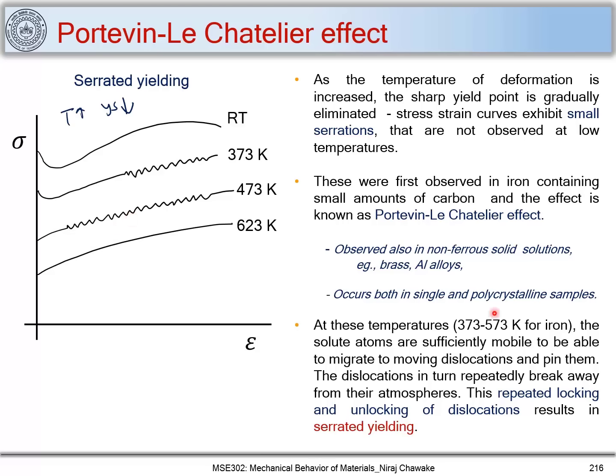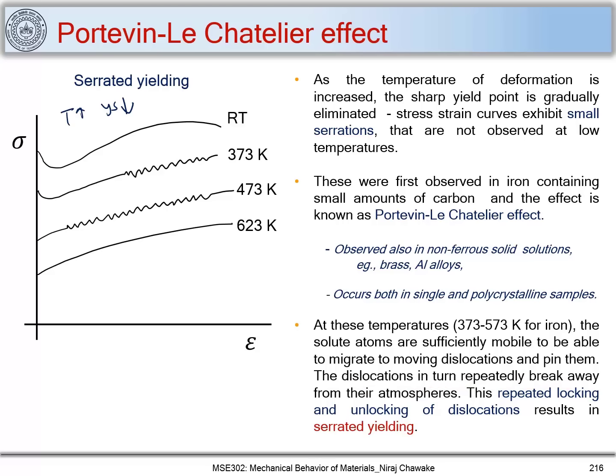So here there is a reason mentioned over here. At these temperatures, the solute atoms are sufficiently mobile to be able to migrate to moving dislocations and pin them. The dislocations in turn repeatedly break away from the atmospheres. This repeated locking and unlocking of dislocations results in serrated yielding.